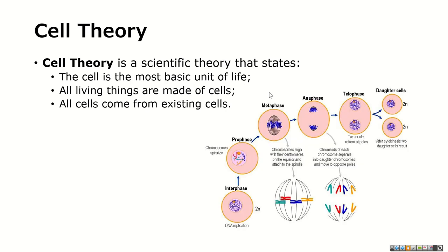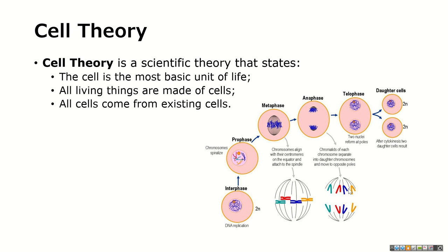There is something called a cell theory, and remember that a scientific theory is a broad statement that has been supported by research from lots of different areas. So cell theory states that the cell is the most basic unit of life, all living things are made of one or more cells, and all cells come from existing cells.